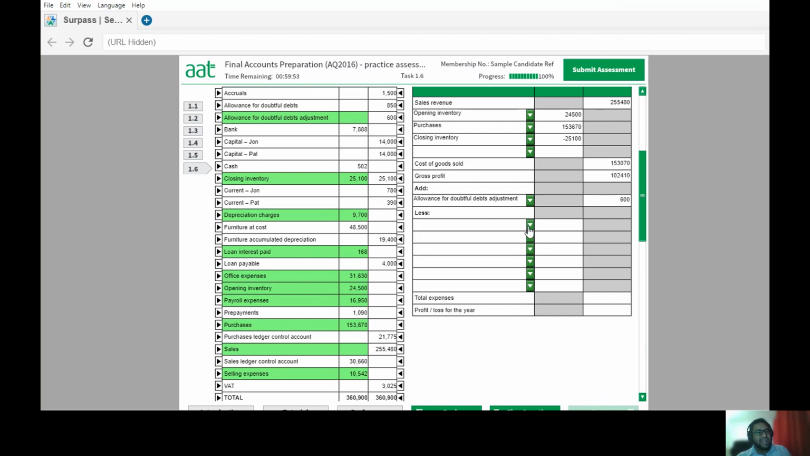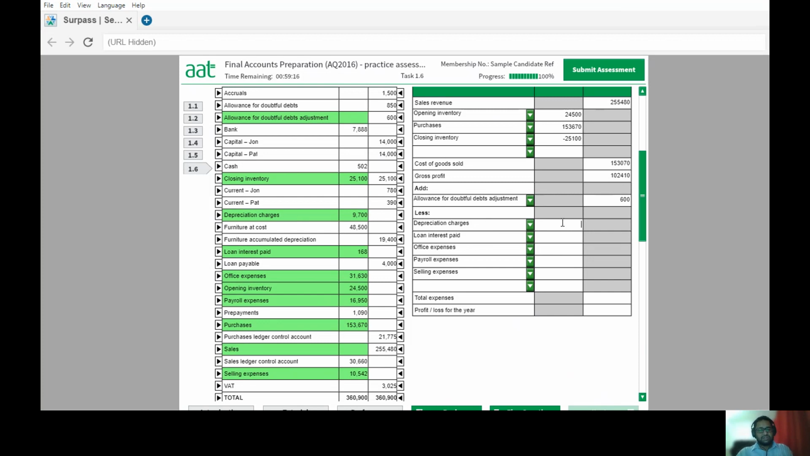And then obviously we deduct other items like depreciation charges. So let's do the depreciation charges. And you have loan interest paid, because that's an expense. Then you have office expenses. And then you have payroll expenses. And then the last one is going to be your selling expenses. All these expenses will be recorded here.